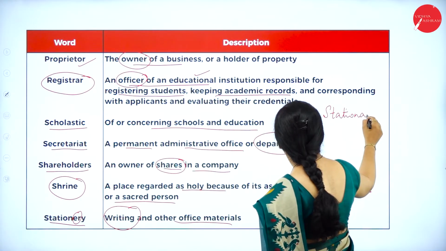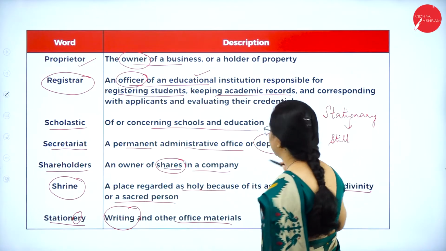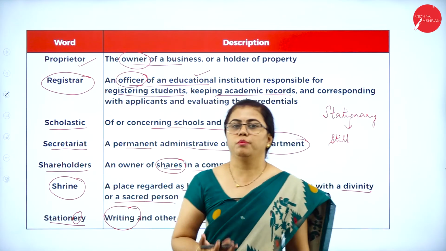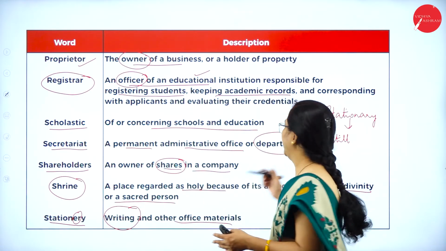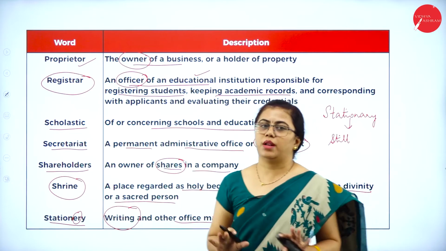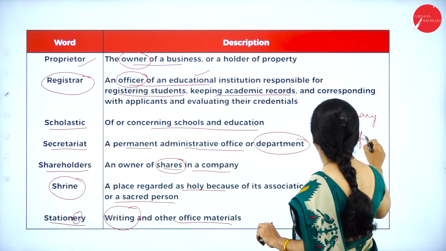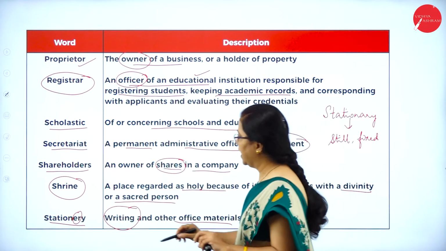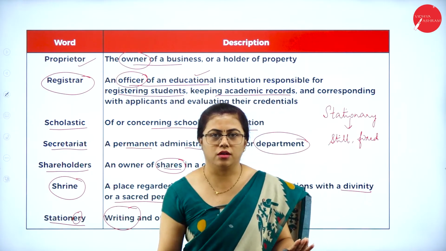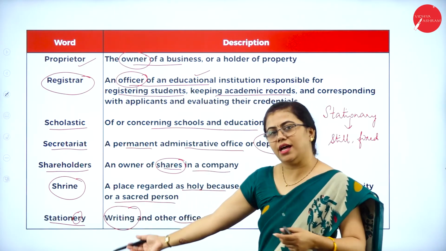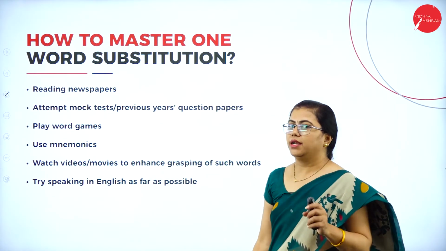S-T-A-T-I-O-N-A-R-Y. Suppose it is N-A-R-Y, this means it is still, immovable, which cannot be moved. It is stationary. It doesn't move anywhere, it is just fixed in one place. So note the spelling. If you write a wrong spelling, the whole answer will be wrong. Suppose instead of E you write A, the answer is wrong because the meaning differs. So make sure you write the correct spelling.